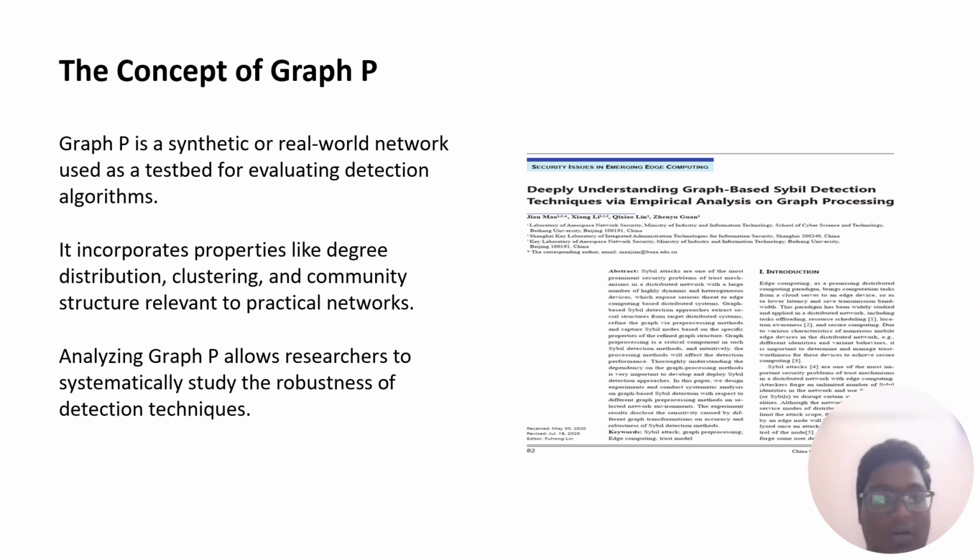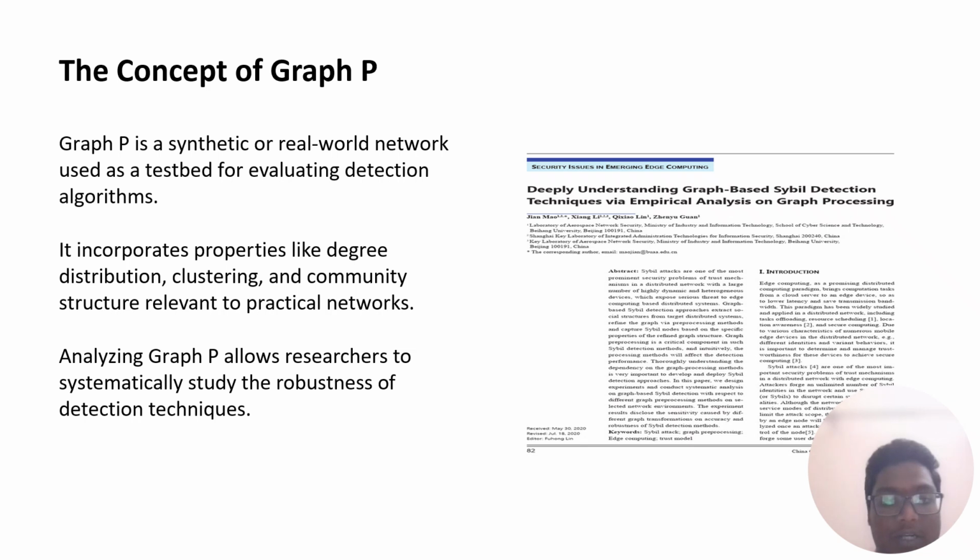Next slide is the concept of graph P. Graph P is a synthetic or real-world network used as a test bed for evaluating detection algorithms. It incorporates properties like degree distribution, clustering, and community structure relevant to practical networks. Analyzing graph P allows researchers to systematically study the robustness of detection techniques.